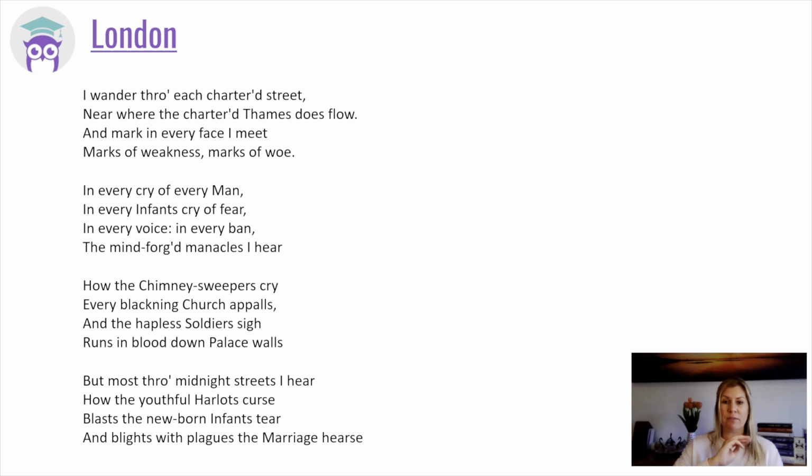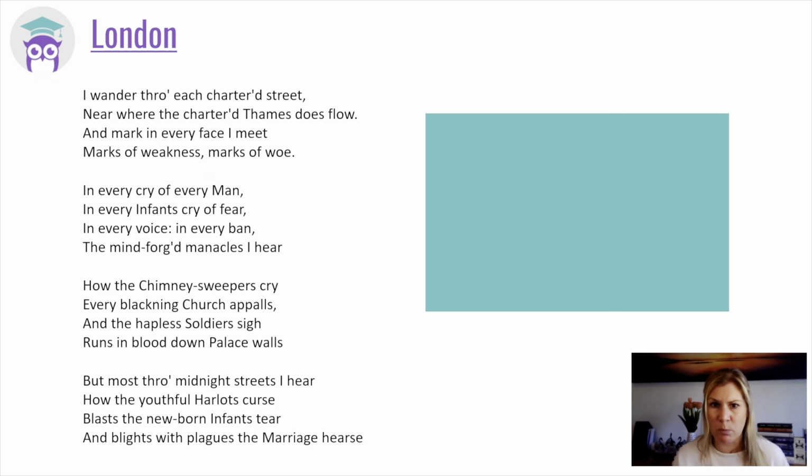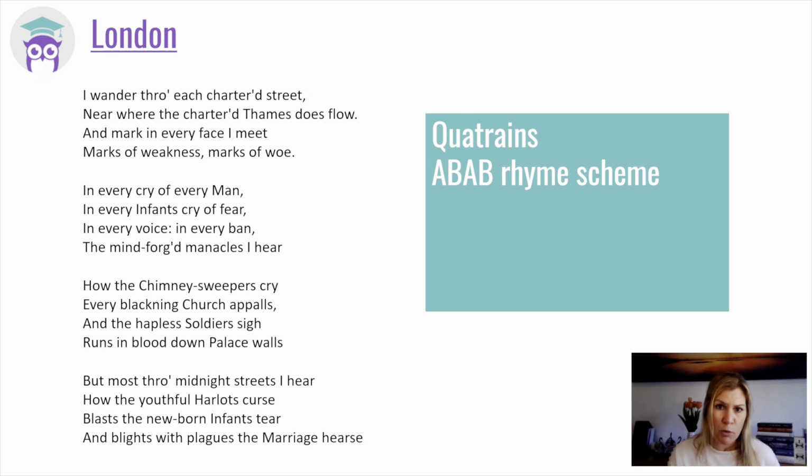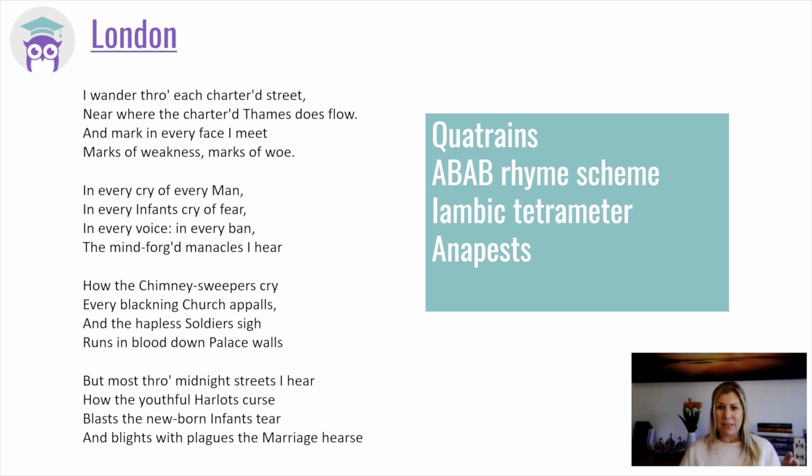Boom. Right, third one, London. Brilliant one, this one. So what we've got is 4 quatrains, so that's lines of 4. We have an ABAB rhyme scheme, which is pretty much regular throughout the whole thing. It is written in iambic tetrameter for the most part, but we do have the odd shift where he uses anapests. So anapests is where you have sort of like 2 short syllables and then the stress on the third.